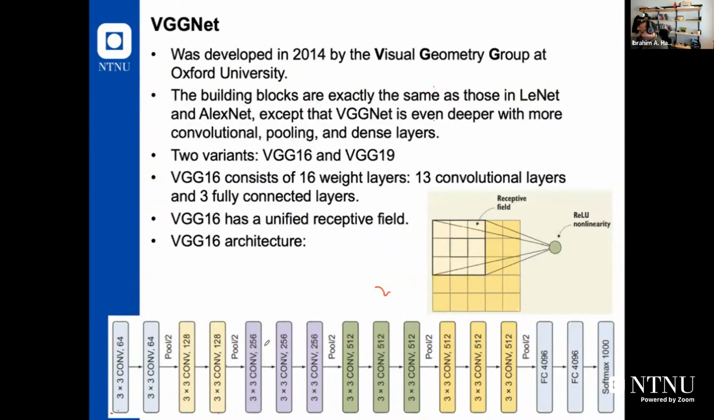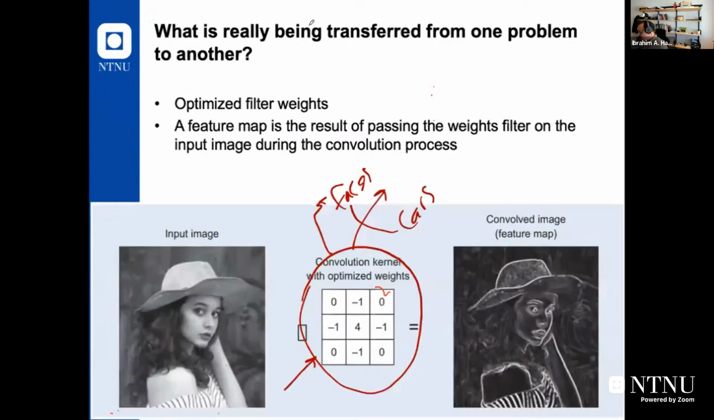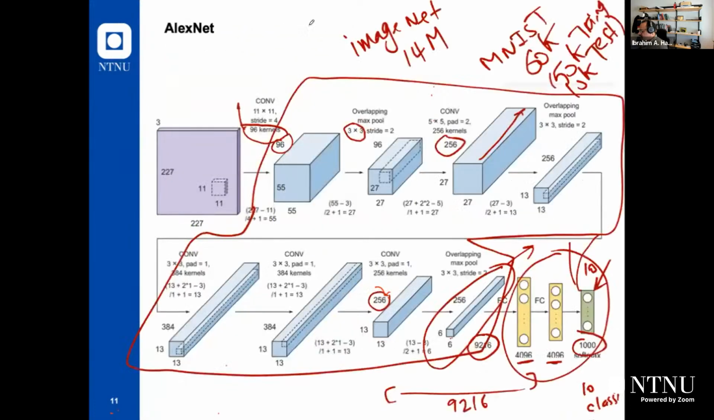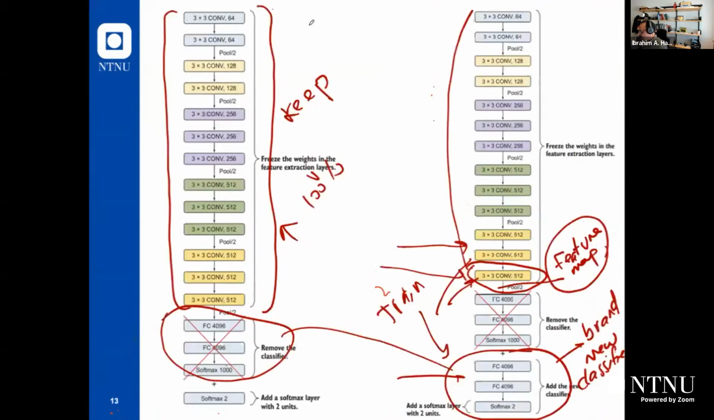Now we have this VGGNet. VGGNet was developed in 2014 by the Visual Geometry Group at Oxford University. And the building blocks are exactly the same as those in LeNet and AlexNet, except that VGGNet is deeper, with more convolutional, pooling and dense layers. I mean, we can start again with LeNet. LeNet was 5 layers, and AlexNet was 8 layers, correct?